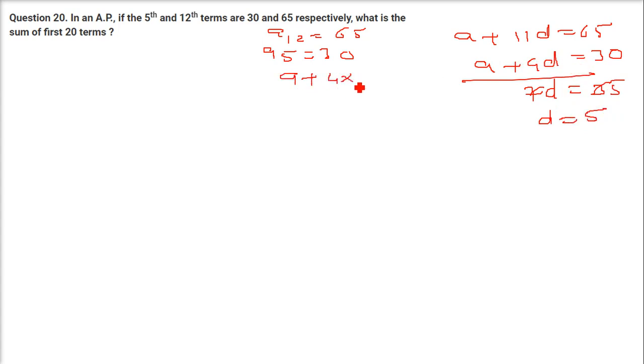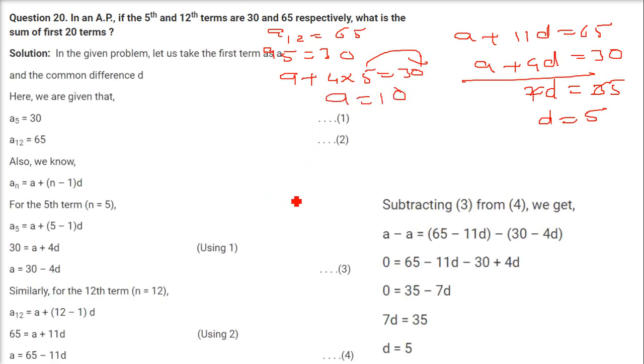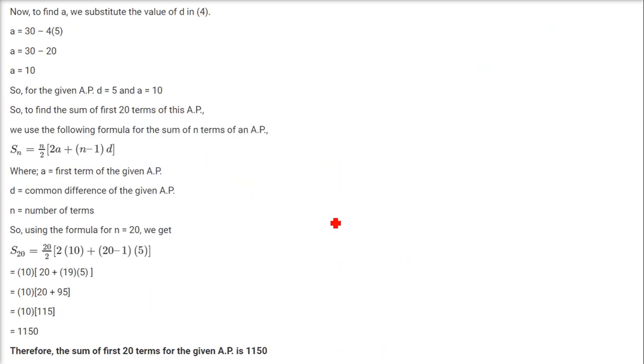Put it here. a plus 4 into 5 equals 30. So 5 fours are 20. Bring it here. 30 minus 20 is 10. So a is 10. Now a is 10 and d is 5. a and d we know. Now what is the sum of first 22 terms? S22 will be equal to n by 2, 22 by 2, 2a, that is 2 into 10, plus n minus 1, that is 22 minus 1, 21 into d. This is 5. So this is now self-solving.